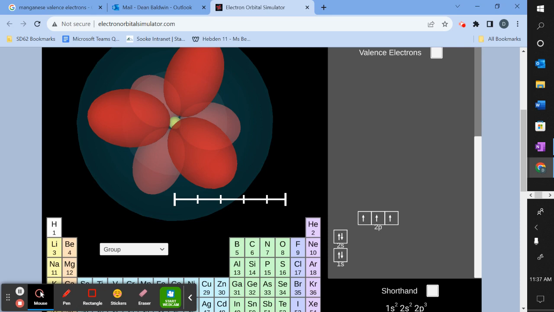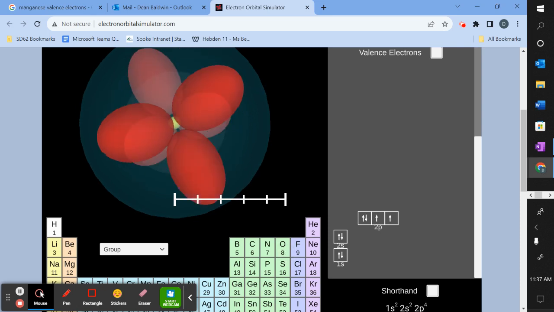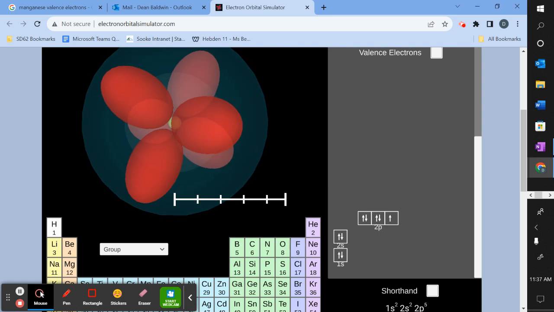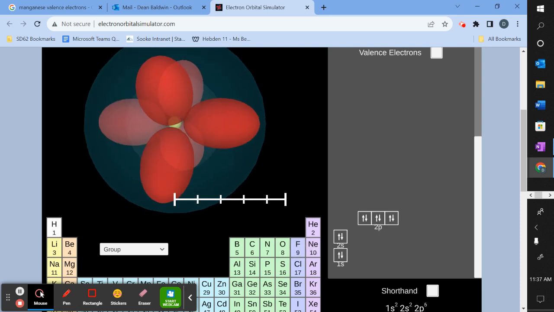What happens now when I put one more electron and I go to oxygen? Where does the electron go? It's going to start to pair up in the p orbitals, right? So oxygen, fluorine, neon. Neon's the happy one because it's a noble gas. Everything is paired.